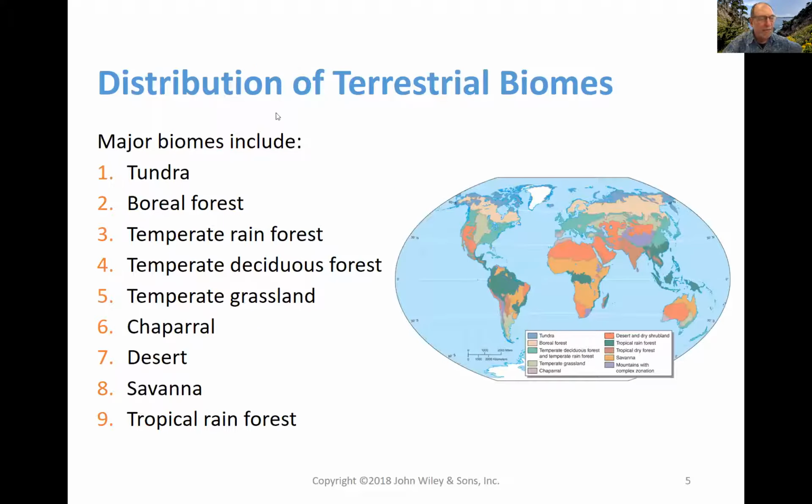And so we started talking about the distribution of terrestrial biomes. I'm limiting the discussion that I'm presenting today to terrestrial biomes. Later in the course, I'll be talking about marine biomes and the marine environment. Because you look at this kind of picture of the Earth and you see the distribution of where biomes occur, and two-thirds of the Earth's surface is left out of this picture. There are marine biomes, and they have different characteristics, but I'm going to cover that material in later lectures.